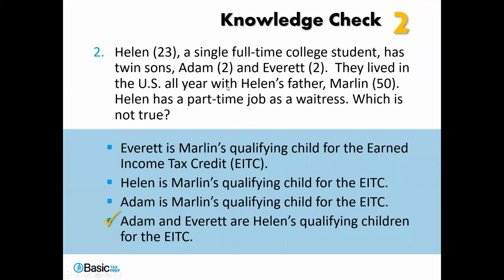They lived in the U.S. all year with Helen's father. See that? Right. That's the reason Helen cannot claim Adam and Everett on her tax return for EIC purposes. Who can claim Adam and Everett for EIC? Marlon. Marlon, right. So Adam is Marlon's qualifying child. That's why that is true. Helen is Marlon's qualifying child. That's why that is true. Yeah, that's true. And then Everett is Marlon's qualifying child. So that's the reason why.